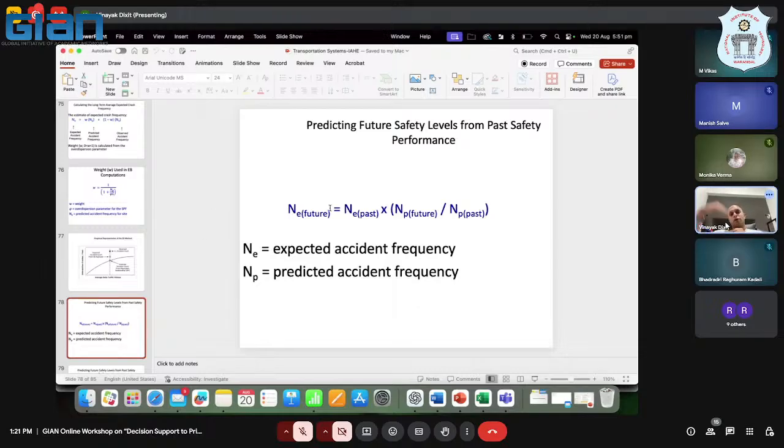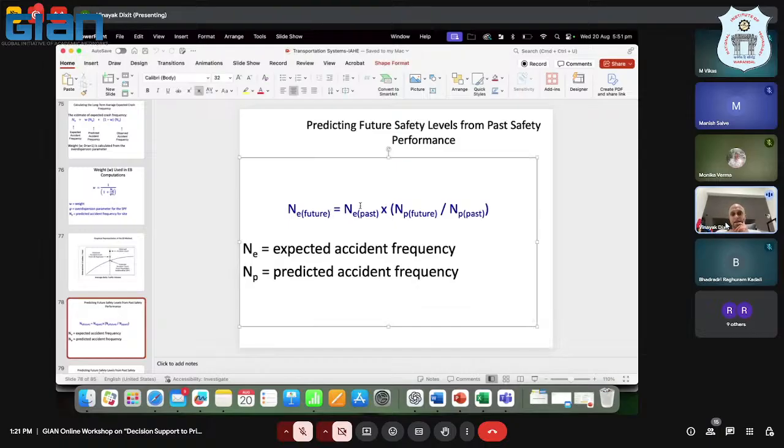Then you want to look at what is the expected number in the future, right? So the expected number in the future is the expected in the past multiplied by the predicted in the future divided by the predicted in the past. It's a very simple ratio. What it's saying is that the ratio of the expected and the predicted in the future is the same as the expected and the predicted in the past.